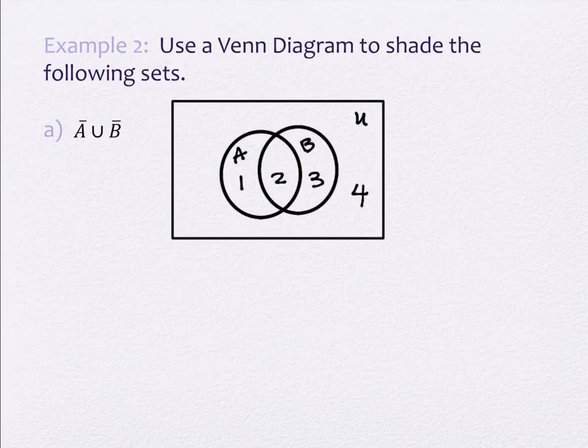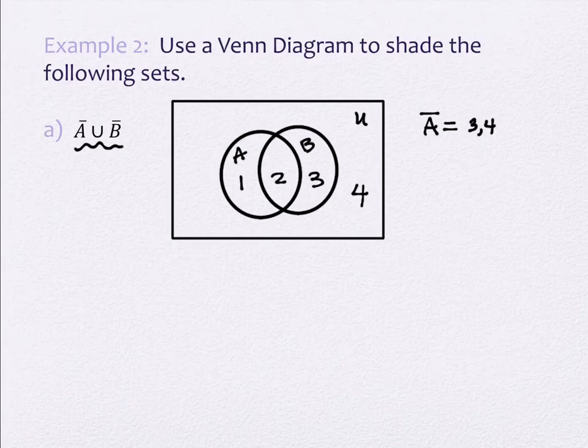And then we're going to look at what we're trying to find, and we're going to identify the numbers that are in those areas. So the first item we're going to look at is A complement. So A complement means everything not in A. So looking at the numbers 1 through 4, what are the numbers that are not in A? 3 and 4. Does everybody see that okay?